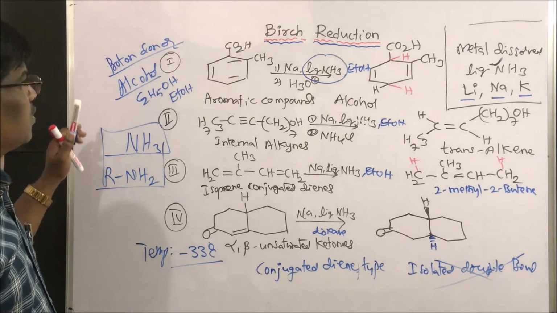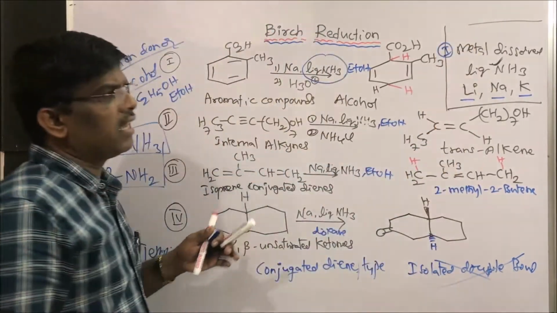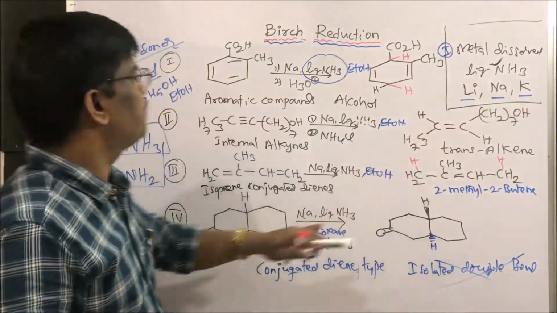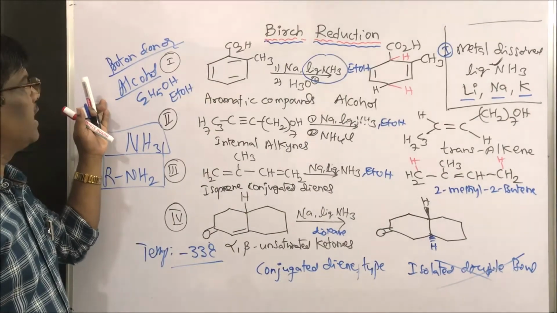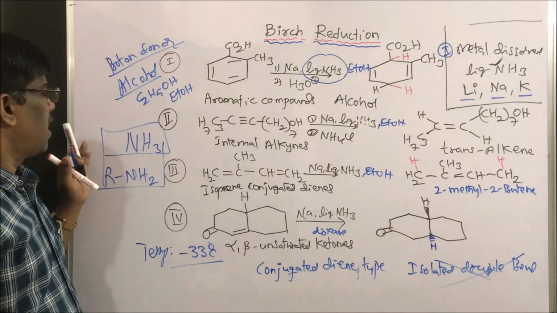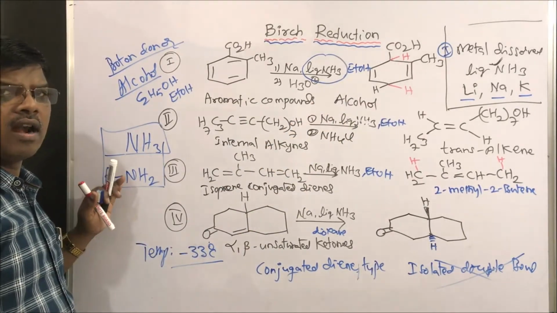Yes, students. So these are the common factors or important parameters. What are they? One is metals. We can use lithium, sodium or potassium. The proton donor is alcohol, usually ethanol. And in place of ammonia, we can use ammonia or alkyl amine.